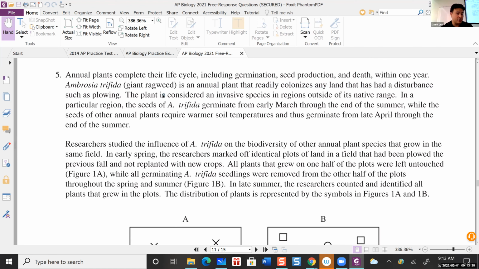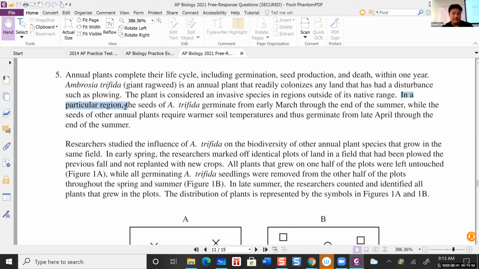So we're told about this giant ragweed. The plant is considered invasive. Every time you hear invasive, you need to talk about why invasive species are bad for the native plants. They have an unfair advantage.